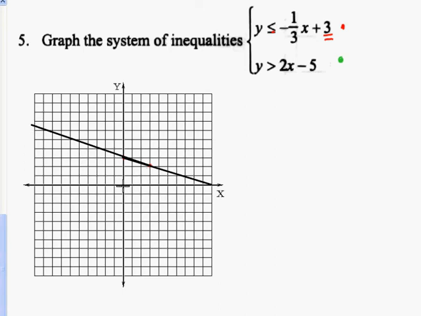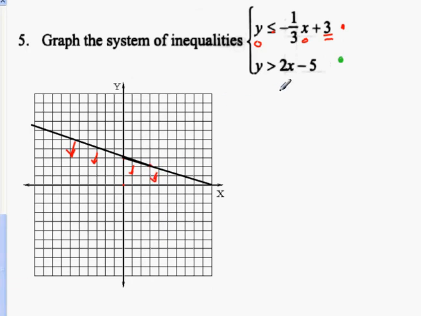And if I use my test point 0, 0, so if I pick 0, 0 as my test point, this is 0 and this is 0. 1/3 times 0 is 0. So is 0 less than 3? And your answer is yes, it is, Mr. Lovellford. So I'm going to be shading in a downward fashion there.